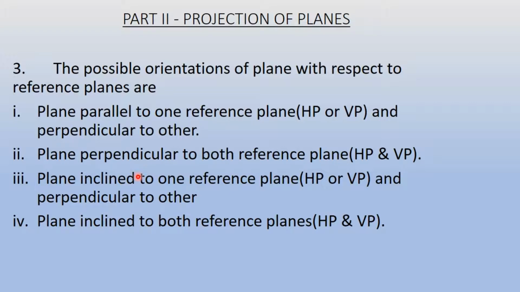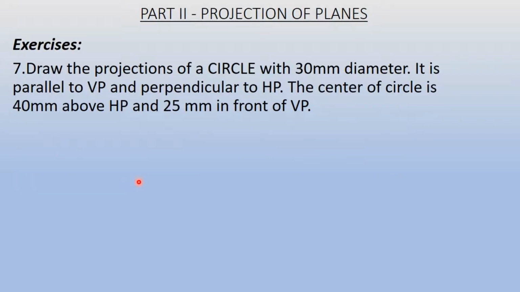So we'll see some examples of projections of planes now. This is exercise number 7, because we did 6 questions on projection of lines. So this is question number 7. Draw the projections of a circle with 30 mm diameter. The circle is parallel to the vertical plane and perpendicular to the horizontal plane. The center of the circle is 40 mm above HP and 25 mm in front of VP.